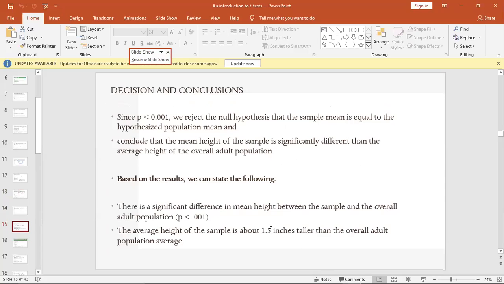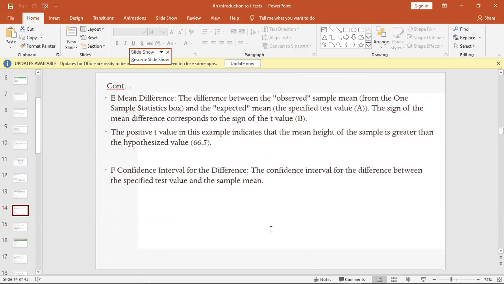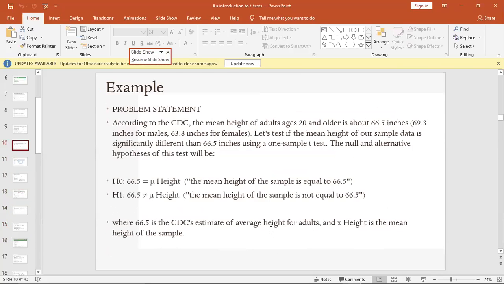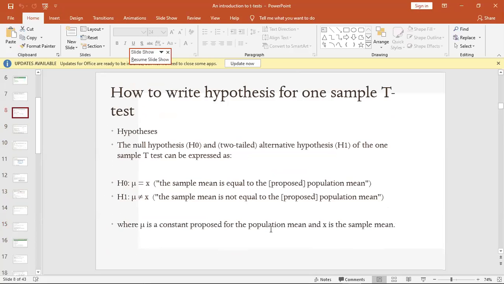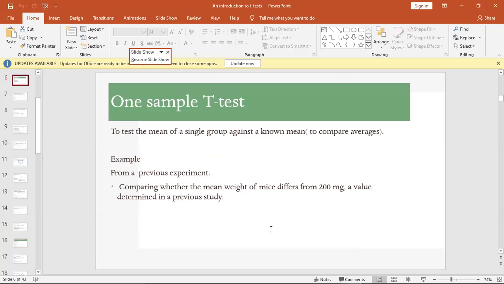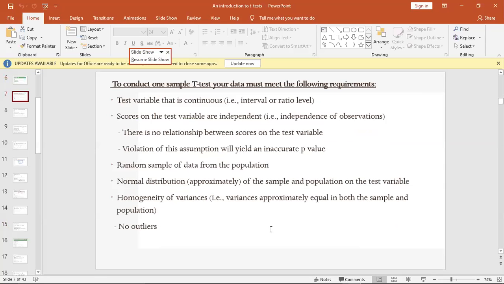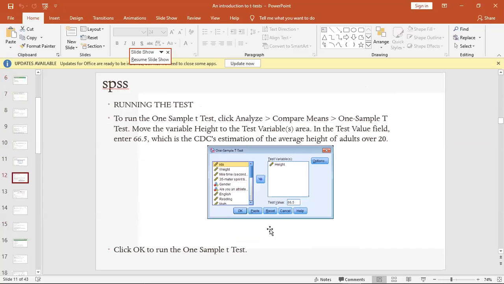The sample mean is 1.5 taller than the adult population on average. So you can simply come to the conclusion that the sample mean is not equal to the population mean, right? That is the one sample t-test. Normally in a one sample t-test, you always use one sample, right, and you need to check or compare averages. In that example also, you compared whether the mean of the sample and the mean of the population are equal or not. So that is how you run a one sample t-test, right?